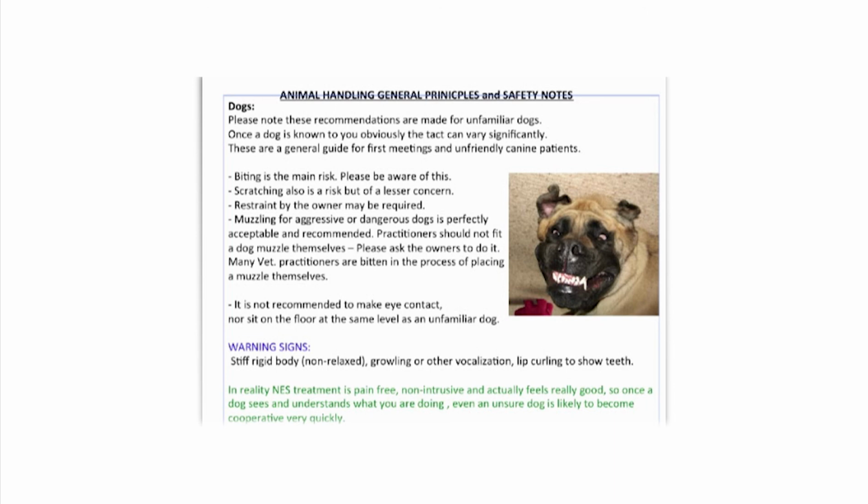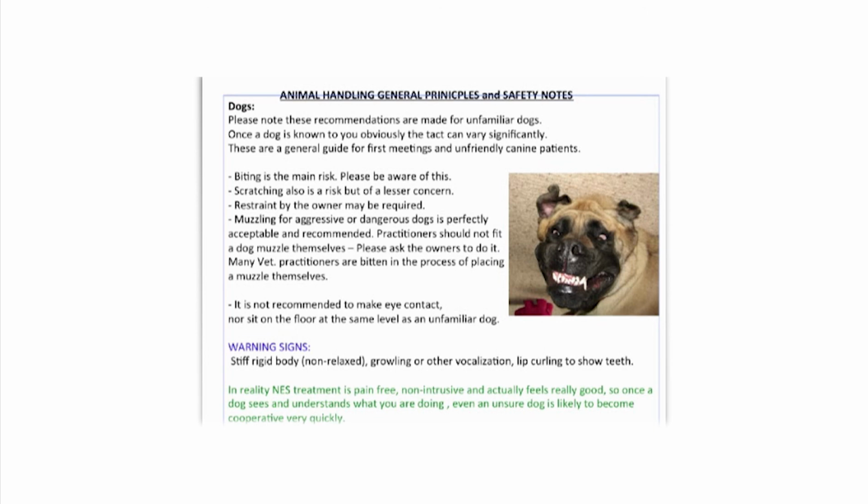The other less concerning but still unpleasant is scratching from dogs, and really the animal should be restrained by the owner if required. Muzzling of an aggressive animal or a dangerous animal is perfectly acceptable and recommended, but practitioners should not try and fit the muzzle themselves. The owner is responsible for putting that on, and often vets are bitten when they try to apply a muzzle to an animal, so make it the owner's responsibility.